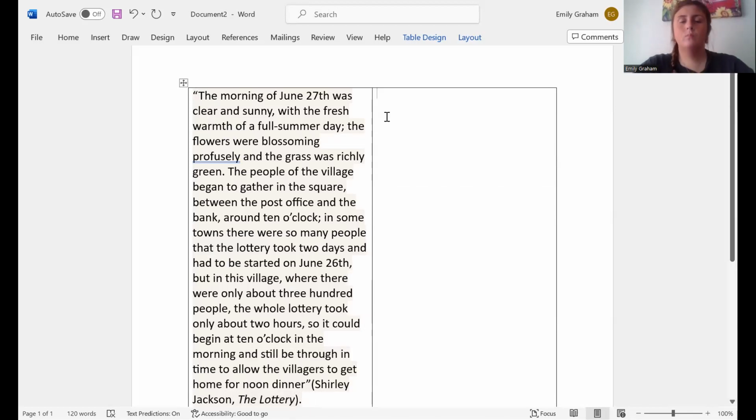All right, let's talk about why this is important. What do these first lines do for the entirety of the story? So the morning of June 27th was clear and sunny, with the fresh warmth of a full summer day. The flowers were blossoming profusely, and the grass was richly green. So when we think of summertime, what kind of emotions, what connotation does summertime bring? It brings happiness, it brings freshness.